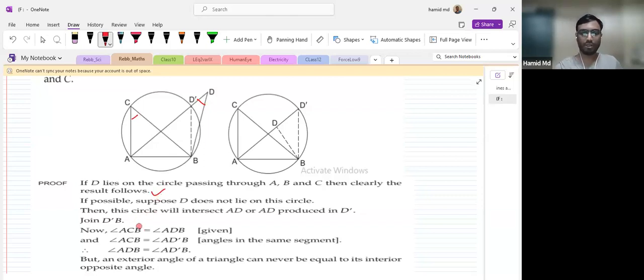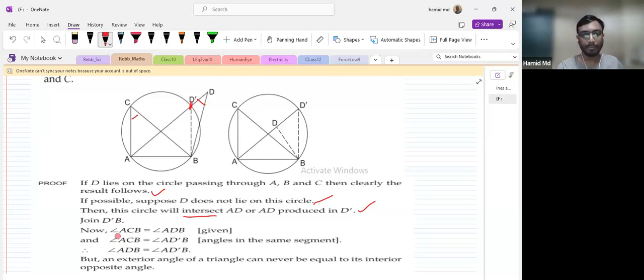Is the font okay? Is it visible? If possible, suppose D does not lie on the circle. Then this circle will intersect AD or DA produced at D'. If D doesn't lie on the circle, then it will pass through this point. Join D'B.